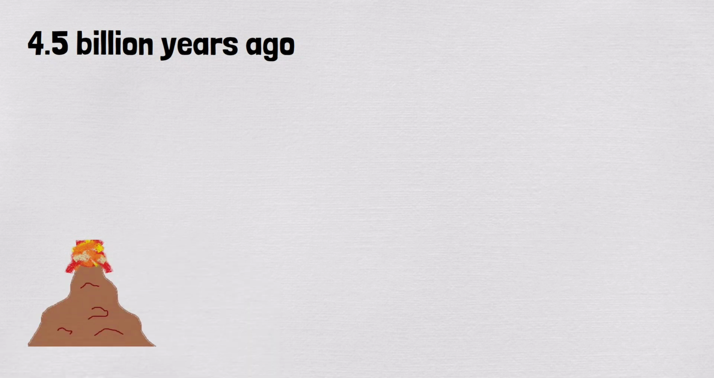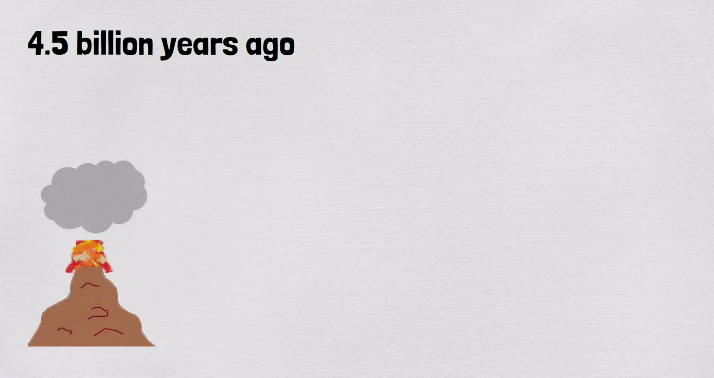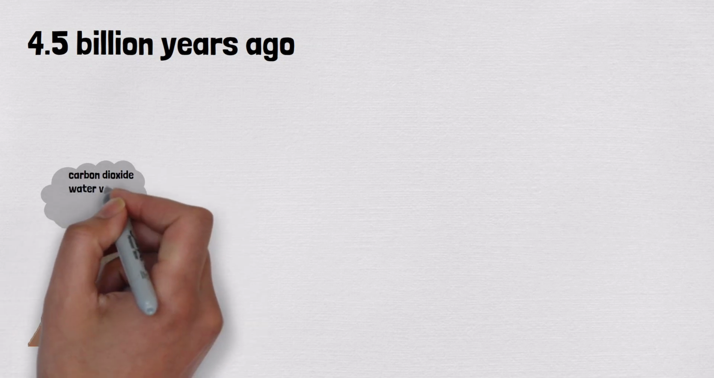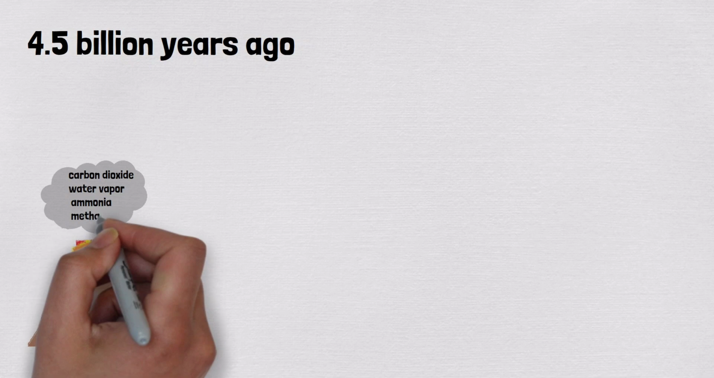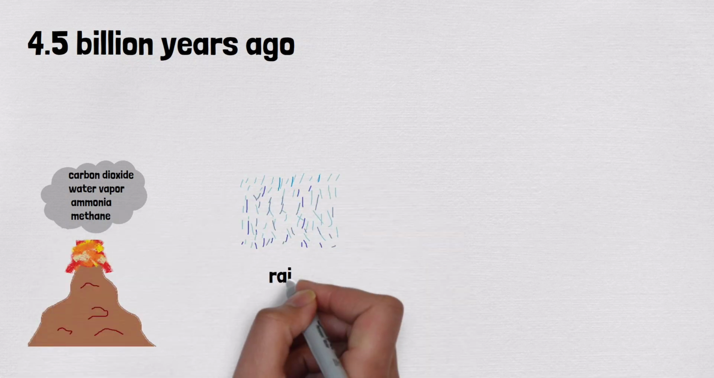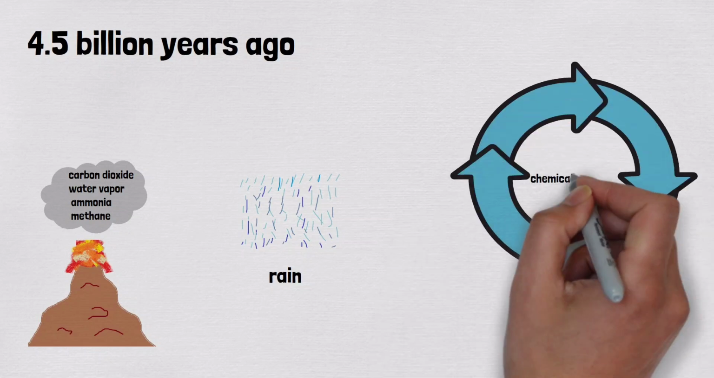Initially, it consisted of gases released from volcanic eruptions, such as carbon dioxide, water vapor, ammonia, and methane. As the Earth cooled, water vapor condensed into oceans, and chemical changes and biological activities, like photosynthesis, produced oxygen, leading to the atmosphere we know today.